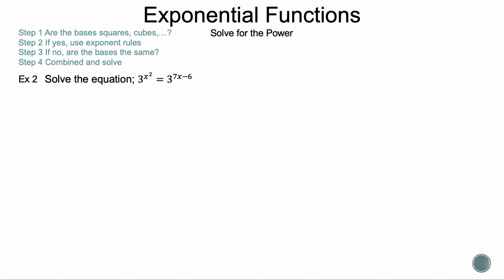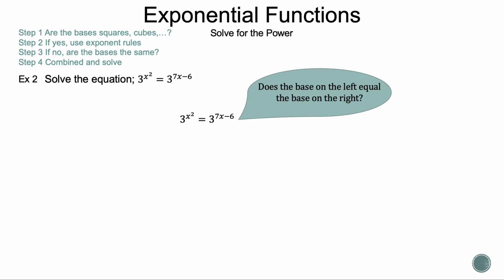Now let's read the question. Solve the equation 3 raised to the power of x squared is equal to 3 raised to the power of 7x minus 6. Let's write down the given so we can show our work. First, we need to ask ourselves, does the base on the left equal the base on the right? In this case, both are 3. This is good news. What do we think is the next step? That's right, we set the powers equal to each other.